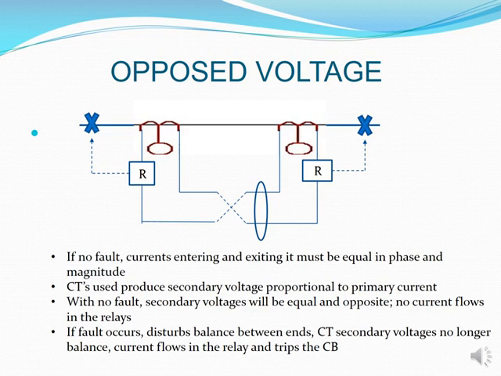Everything is in balance. But then your CTs will get utilized to produce secondary voltage that is proportional to your primary current. And if no fault, then your secondary voltage will simply be equal and opposite, and no current flows in your relays. But should you have a fault that occurs, it will disturb your balance between the two ends, and therefore, in this case, your CT secondary voltage will no longer balance. And because that voltage no longer balances on the secondary side of your CT, the current will flow in the relay and it will trip the circuit breaker.